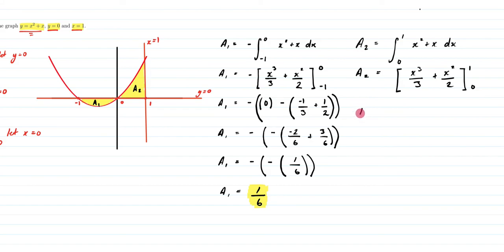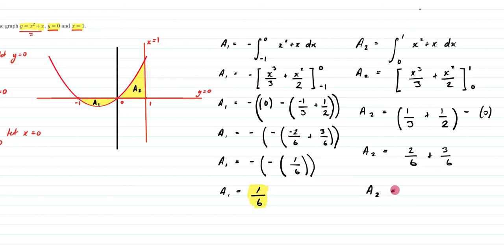So now I'm going to get A2 is equal to 1 over 3 plus 1 over 2. And then I'm going to subtract 0 from it. So what I'm going to be left with is, sorry, 5 over 6. Because 1/3 will become 2 over 6, and this one here will become 3 over 6 once I give them common denominators. So that means A2 is going to be 5 over 6, just like that.